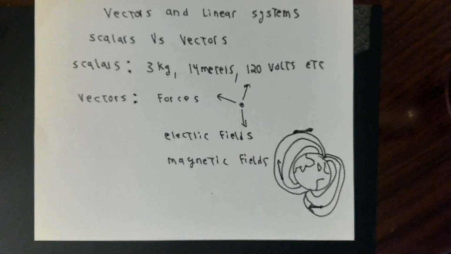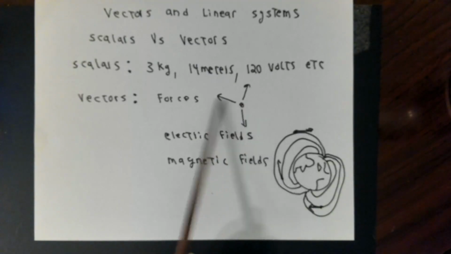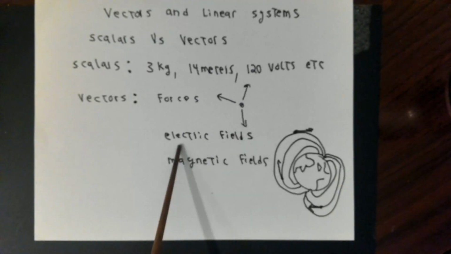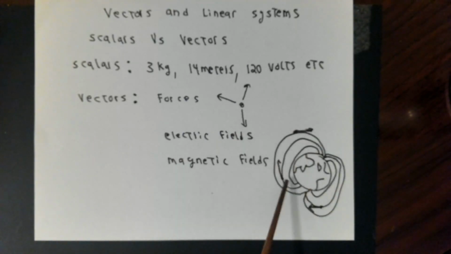By way of contrast, a vector is a quantity that you can't describe with just a number, but also you have to give a direction to it as well. Examples of those things include forces, electric fields, magnetic fields. In each of these cases, for each point of the plane in our case, or 3 dimensions more generally, there's going to be an arrow that points in some direction or the other and has a certain length.